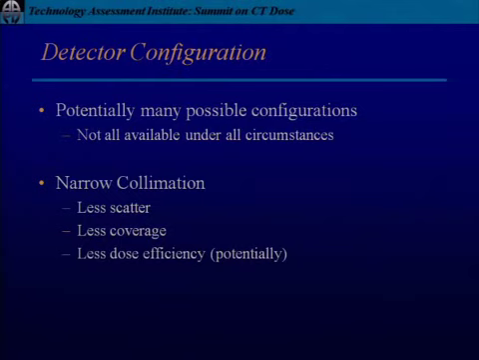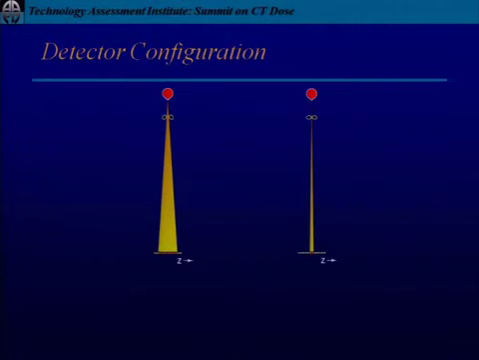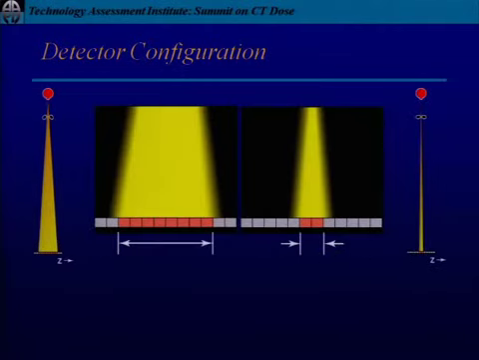Generally, narrower collimations mean less scatter, which gives us better low contrast resolution. However, we do get less coverage because we're covering less per rotation. And there is a potential for a decrease in dose efficiency as we go to the thinner collimations. And I want to show you an illustration of why that might be. What we're looking at here is a wide collimation compared to a narrow collimation, and this is by no means drawn to scale, but I want you to pay attention more to the areas down by the detectors here.